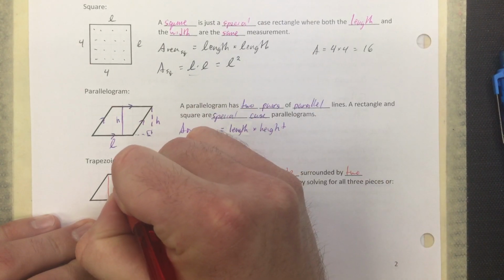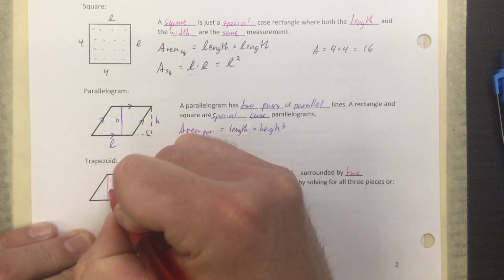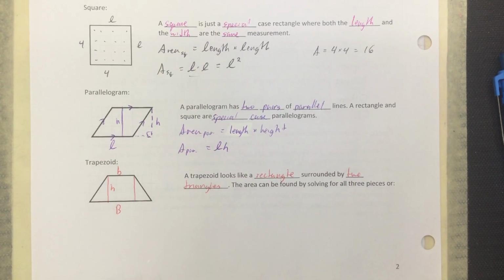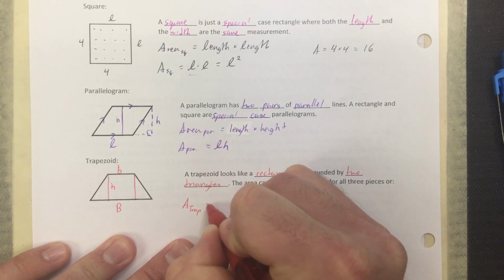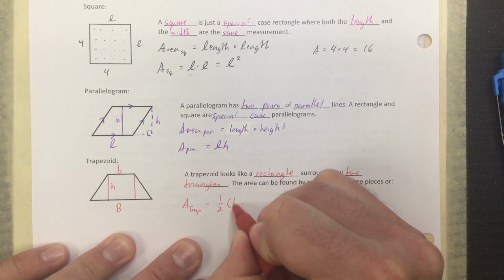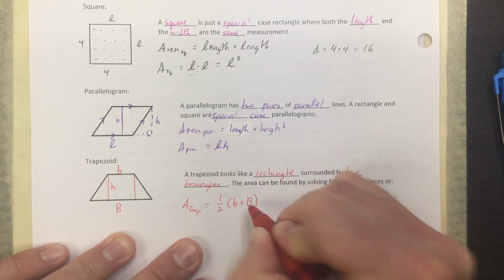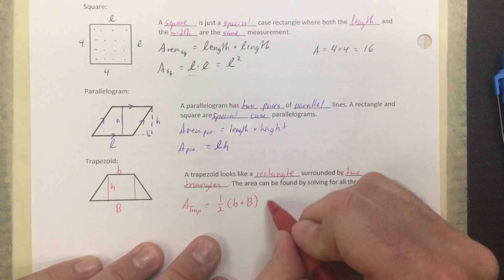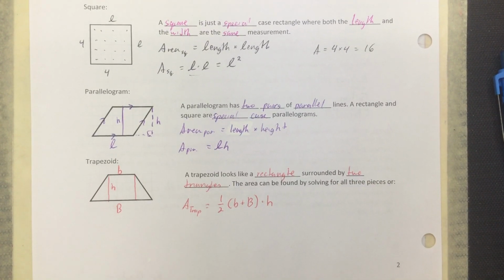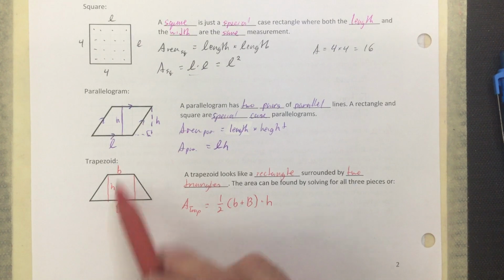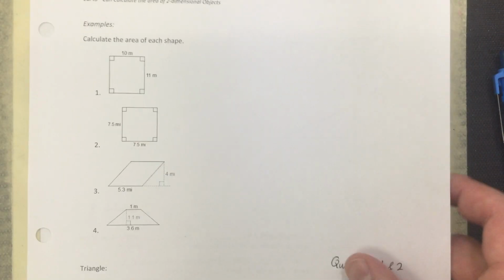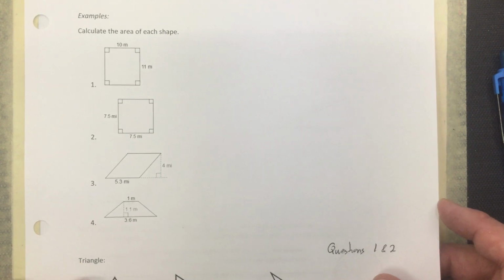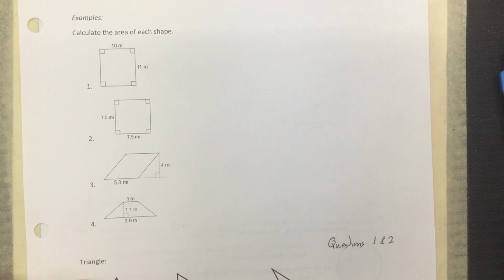Or, I'm going to call this little b and this one big B, and this inside is going to be the height. And so to find the area of a trapezoid, and I'll go through an example of this, we'll take 1/2 times little b plus big B. What we're doing is we're finding the average of these two sides, and we're going to multiply that by the height. That gives us the area of the trapezoid. So let's do a couple of examples, one with each type of problem.